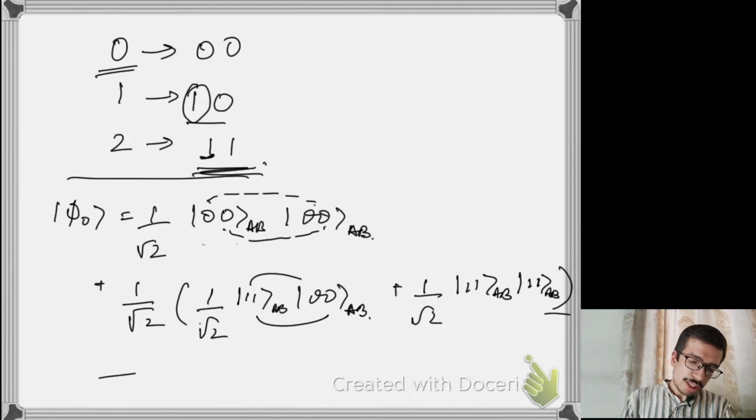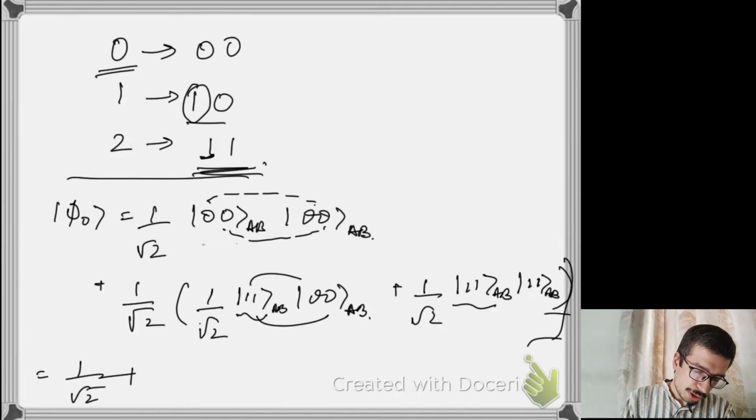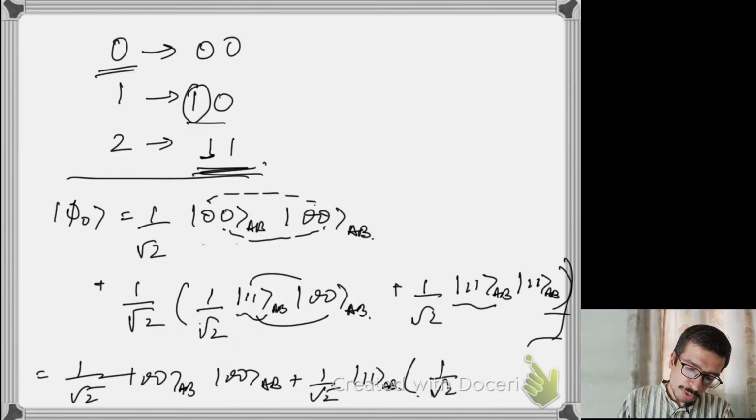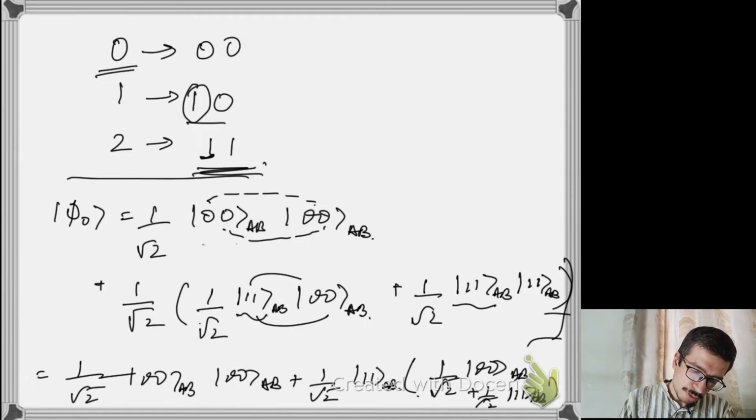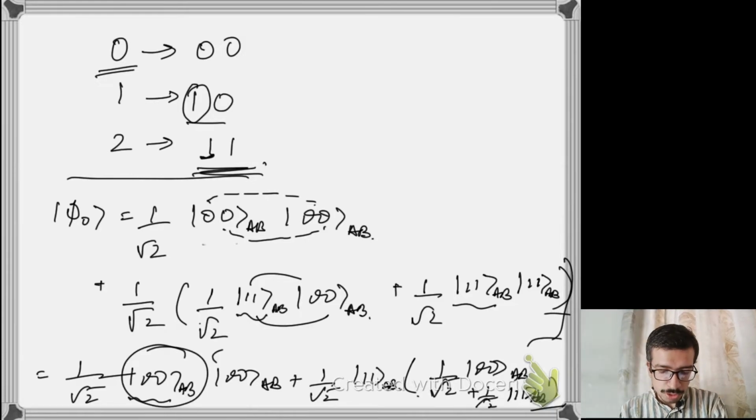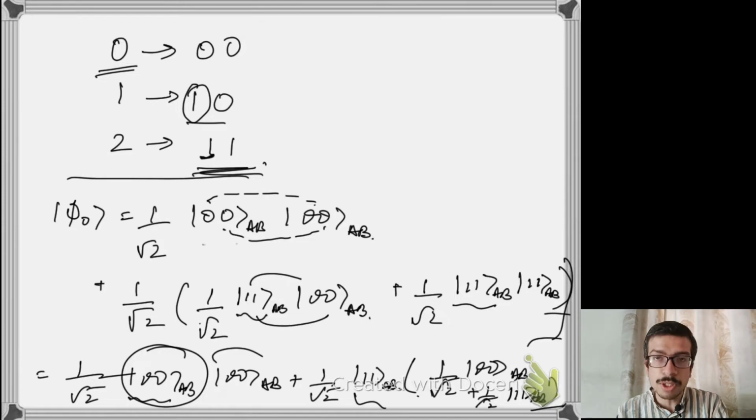Okay, and the reason why I've written it in this form is that I can now take out this cat 1 1 AB outside, and I'm going to get 1 by root 2 0 0 AB 0 0 AB plus 1 by root 2 1 1 AB times 1 by root 2 0 0 AB plus 1 over root 2 1 1 AB. Okay, so it now looks a bit cleaner, because now you see that if the first 2 bits of these are 0 0, then the next 2 bits are 0 0. If the first bit of each of these Alice and Bob pair is 1, then in the next share of qubits they are actually sharing an EPR pair. So this is how the state looks like.